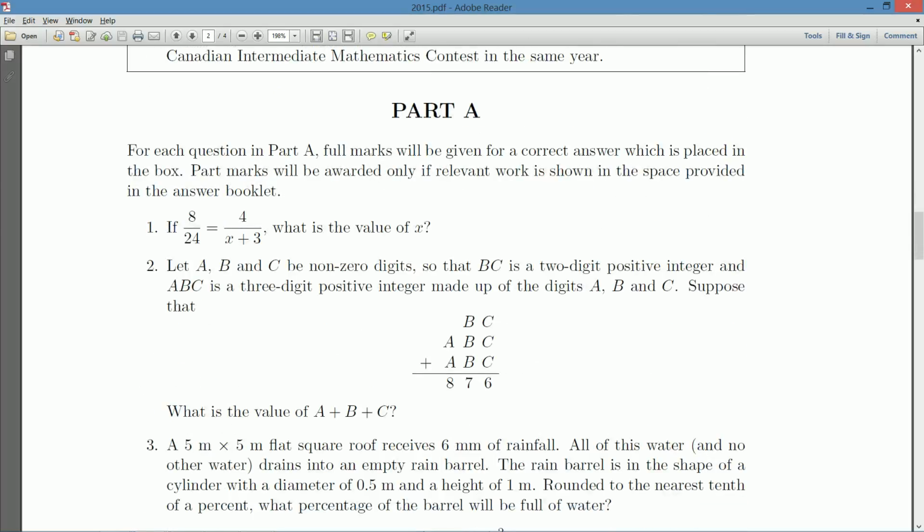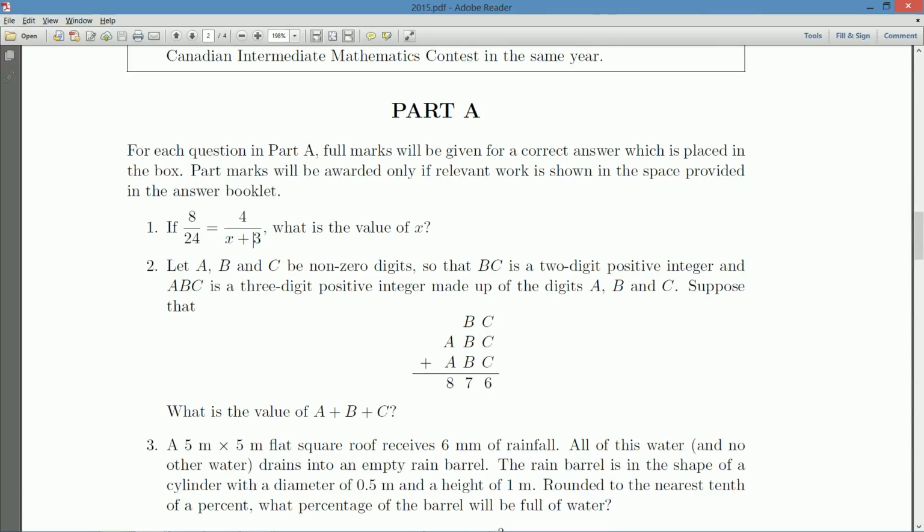So let's jump right into question number 1. And question number 1 says, if 8 over 24 is equal to 4 over x plus 3, what is the value of x? Okay, pretty simple question for starting off. We have a known value over here, 8 over 24, which is also 1/3. And over here we have 4 over x plus 3.